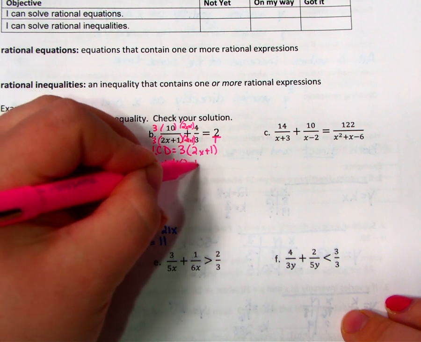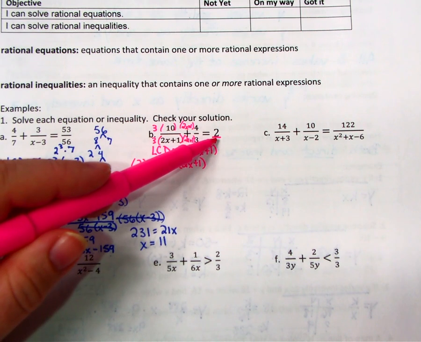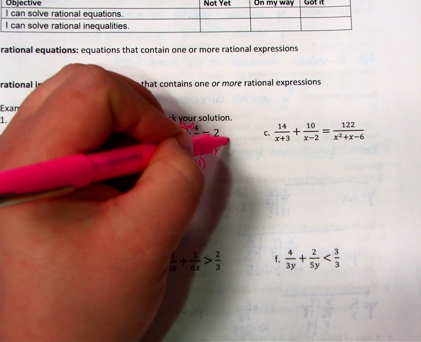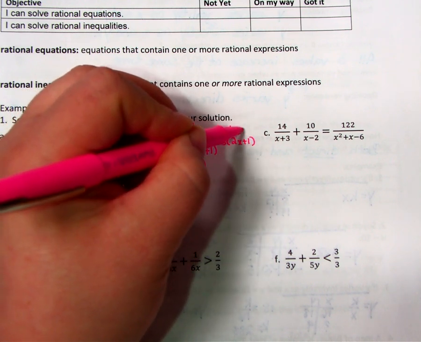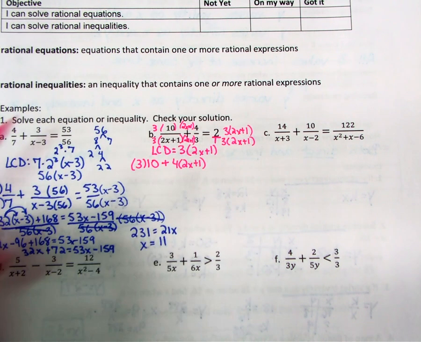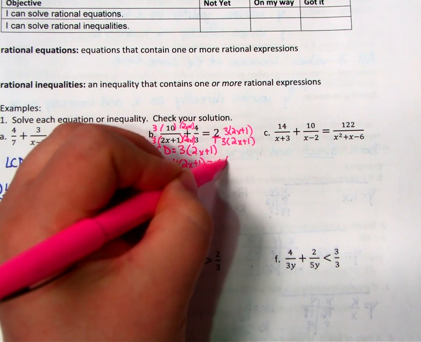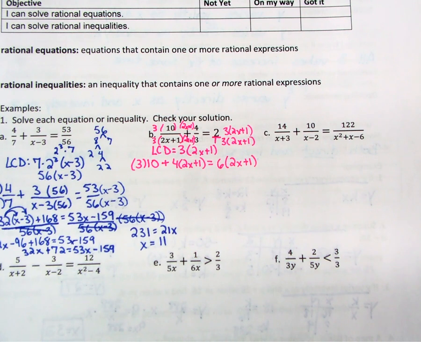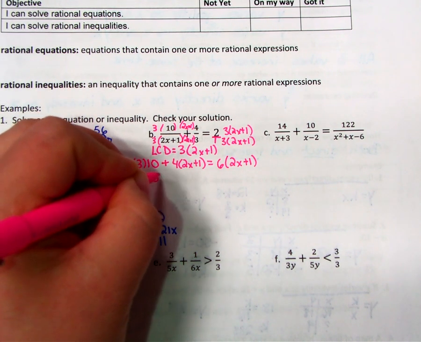So I have 4 times 2x plus 1. And then the last denominator doesn't have any of my common denominator, so we got to multiply the whole thing out. 3, 2x plus 1. And we're focusing only on the numerator. So 2 times 3 is 6 times 2x plus 1. So 3 times 10 is 30.